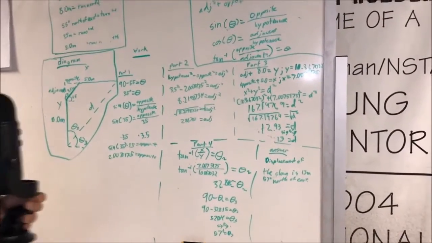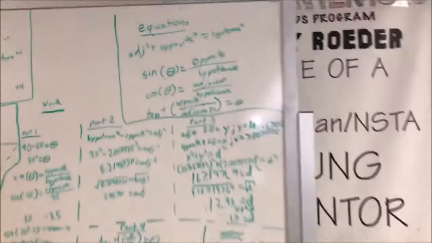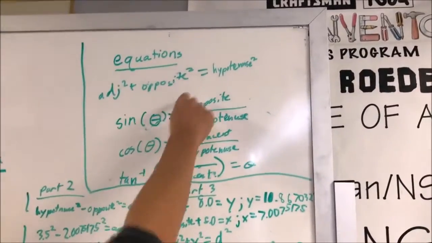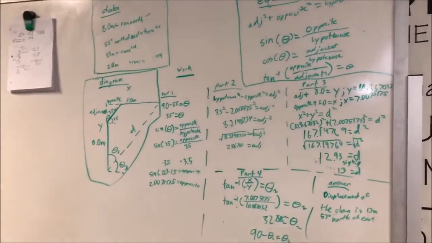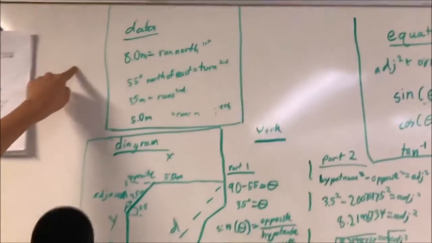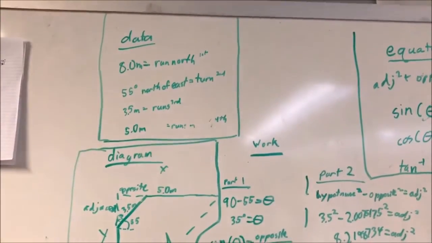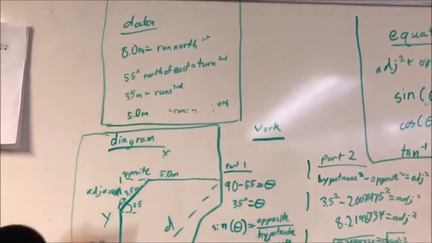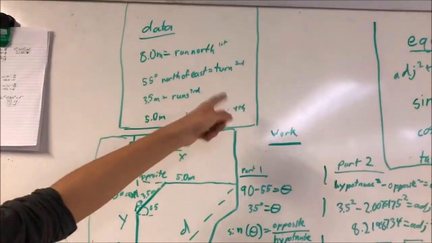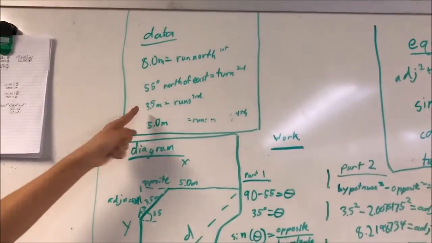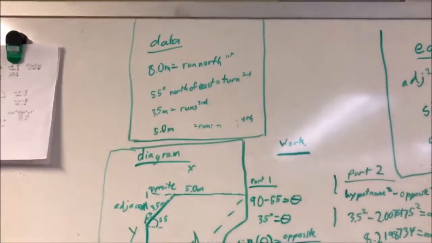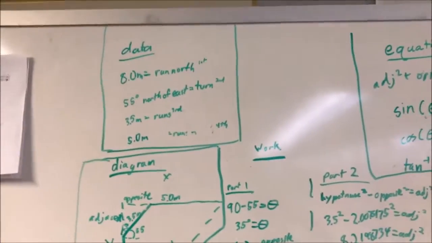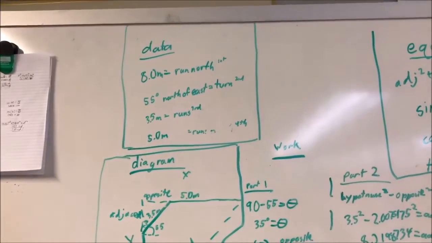Okay, so what we want to do first is set down the equations we need for this problem: the Pythagorean theorem, and sine, cosine, and inverse tangent. You can see these equations right here. Now we put down all the data. He runs 8.0 meters north, that's the first action. He turns 55 degrees north of east, that's the second action. He runs 3.5 meters, the third action, and then 5.0 meters east, the last action.